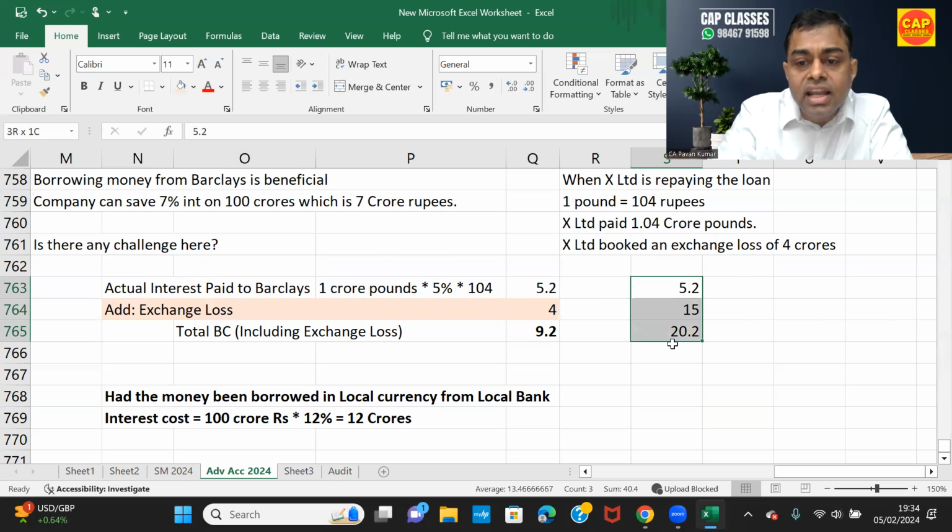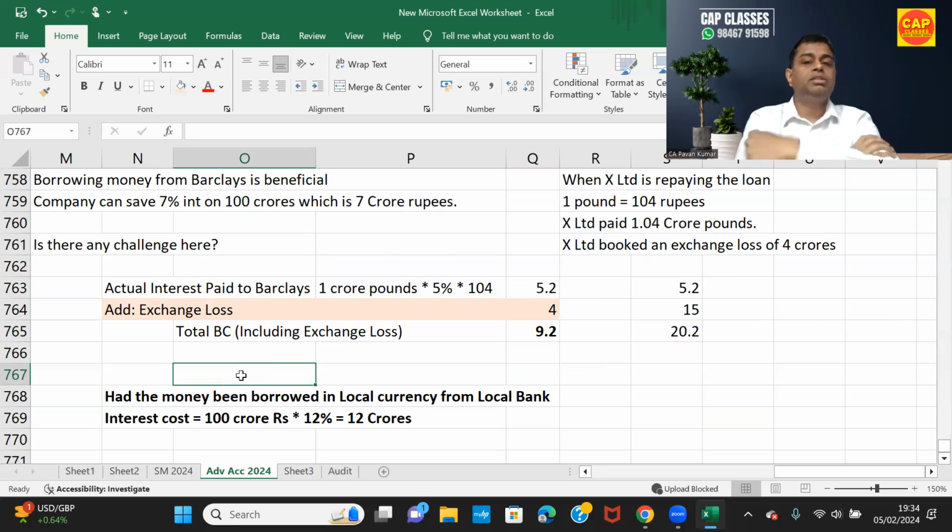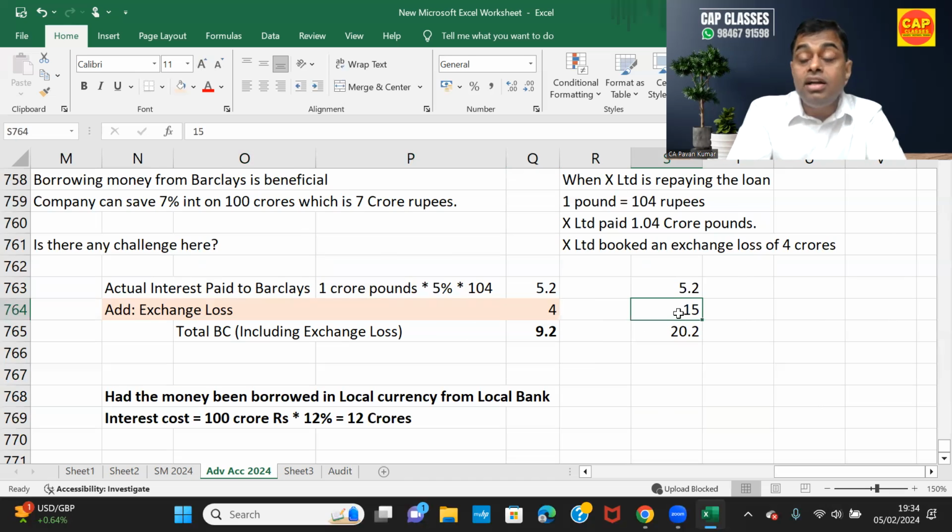If this is the case, why did you borrow from Barclays? Why can't you borrow from SBI? Sir, that day I thought something different, but today something different happened. Then SBI says, go to hell. So here you said, dear ICAI, I lost 15 crores in exchange loss. Can I consider this as borrowing cost? ICAI says, no.